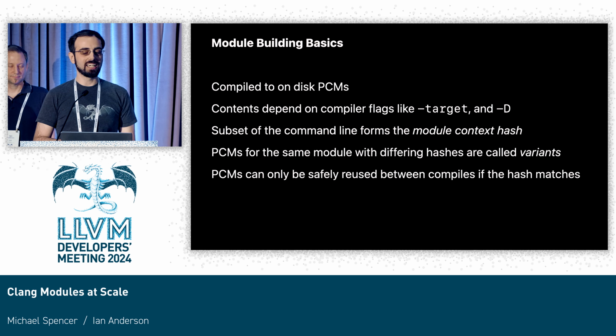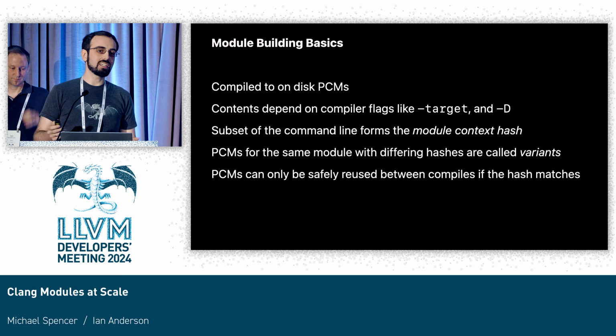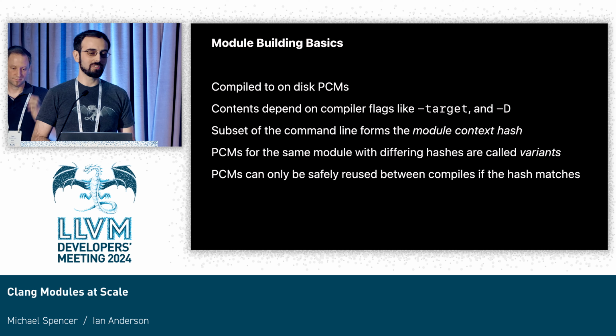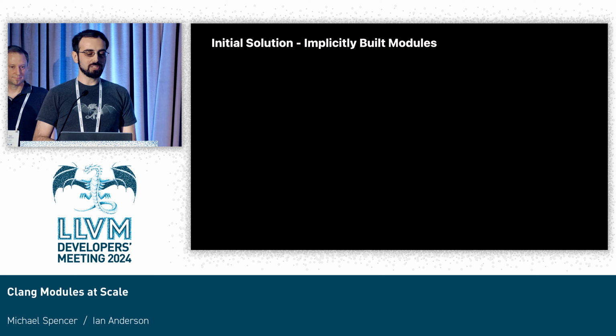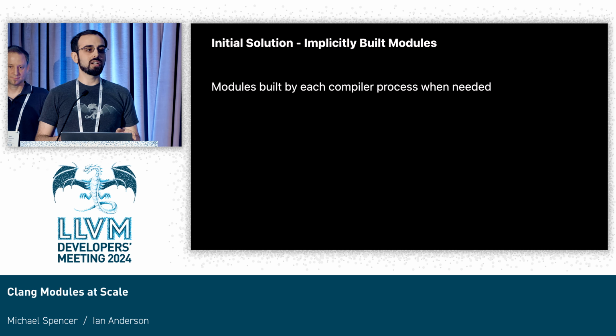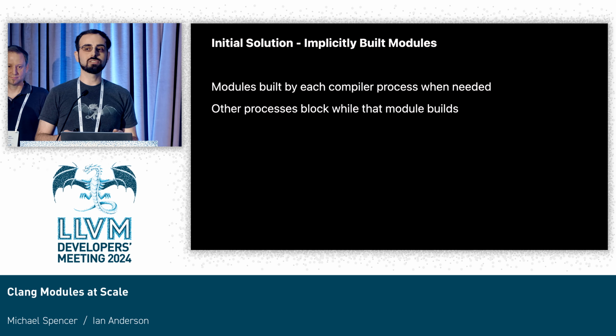Clang will prevent you, and if you override it, sometimes it'll work, a lot of times it'll crash, or Clang will give you random errors. It's pretty bad. So the initial way we built Clang modules was with implicitly built modules. And here, modules are built by each compiler process separately when they're needed. If another compiler process needs the same module, it blocks waiting for that module to be built.